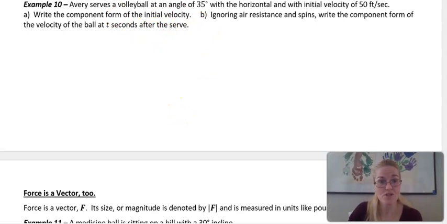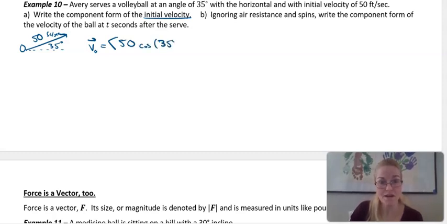So, I'm going to draw a picture. If she serves a volleyball at an angle of 35 degrees with the horizontal, so this would be 35 degrees, initial velocity of 50 feet per second. That's the magnitude of her initial velocity vector. So we're going to say v sub 0, which is the initial velocity, is, again, the magnitude, 50 times cosine of 35, because that's its direction angle, 35 degrees, comma, 50 times sine of 35 degrees.